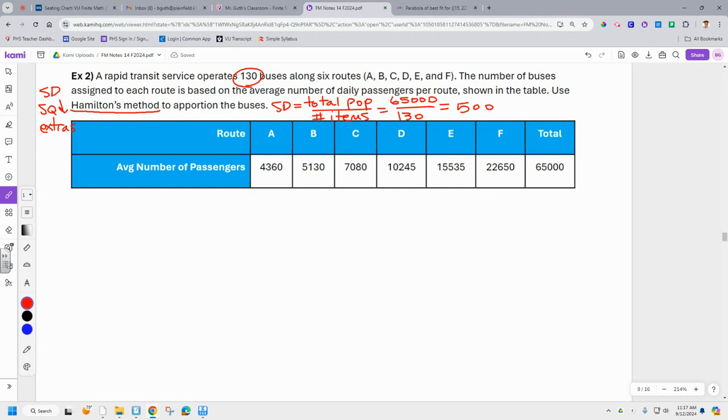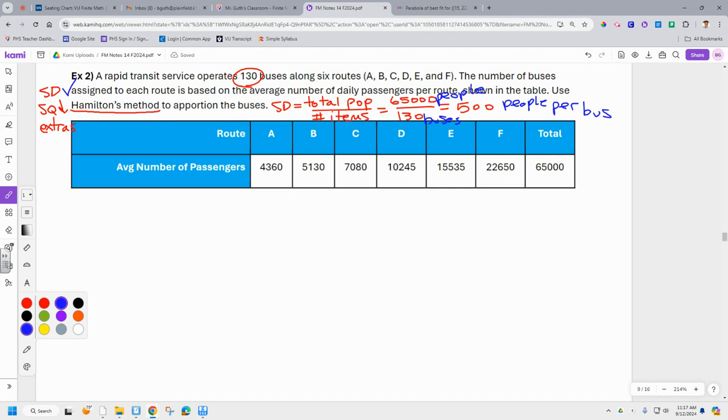And again, in order to understand what that number means, think about the units in the problem. 65,000 people, 130 buses. So we're talking about 500 people per bus. Or backwards, that's 1 bus for every 500 people. I think that makes more sense. 1 bus for every 500 people, 500 people for every bus. That's what that means. That's what the standard divisor is. So we found the standard divisor.